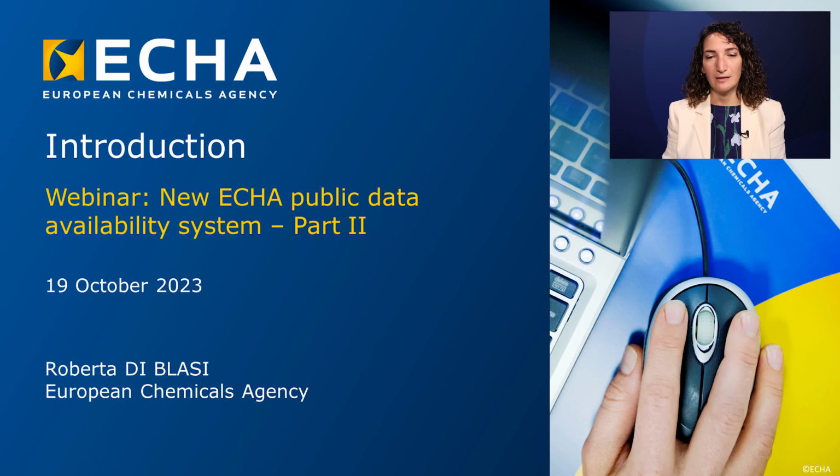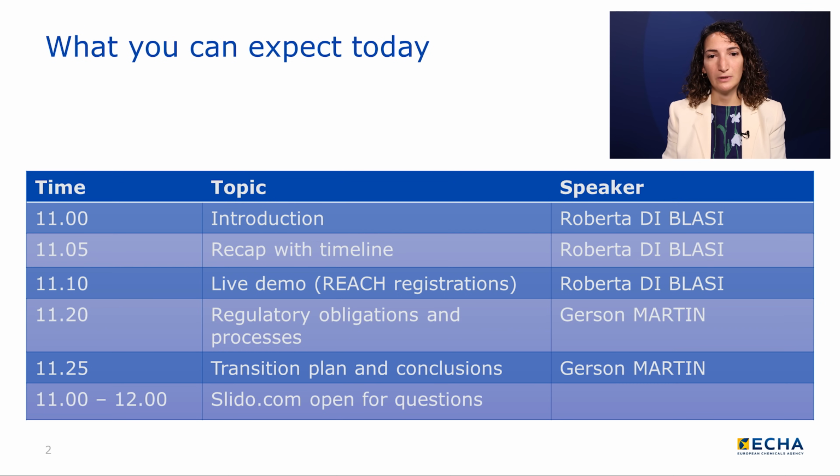Today, me and my colleague Gerson have the pleasure of giving you an update of the new data availability system we are building, and which will gradually replace our current chemicals database. We will start with a quick recap of the project and the timelines. As promised during the first webinar, today you will hear more in detail about the current status of development of the first version of the system, which will publish rich registrations. Through a live demonstration, I will showcase the features of its initial release.